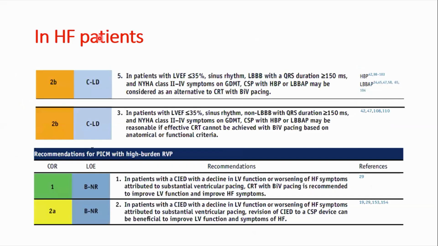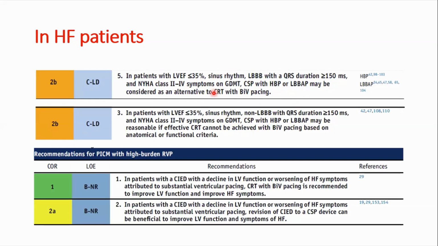Then we go to the next category of patient, the heart failure patient. We're not going to review all the indications of CRT because it's out of the scope of today's presentation, but you can see that they give a class 2B recommendation for a patient with a QRS complex larger than 150 milliseconds and NYHA class 2 to 4 symptoms, with either left bundle branch block or non-left bundle branch block, to implant His bundle pacing or left bundle branch area pacing if CRT is not available or there is difficulty in its implantation. So this is new for conduction system pacing.